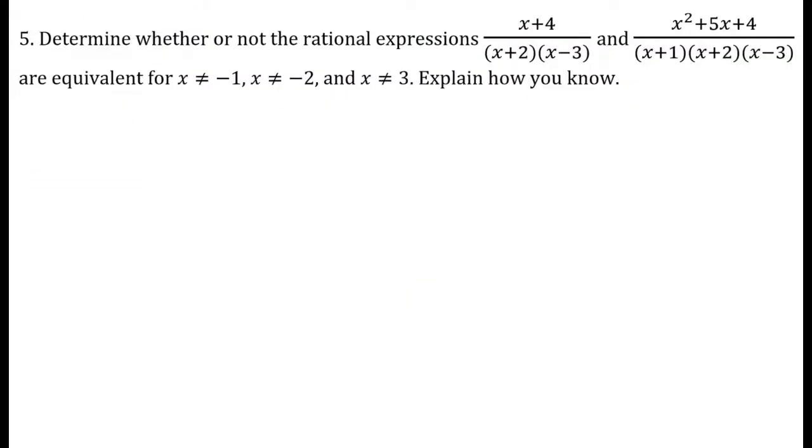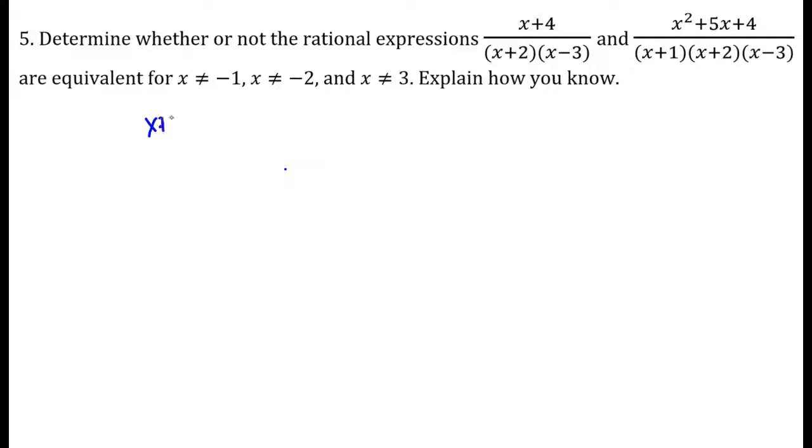Number 5, determine whether or not the rational expressions given are equivalent when x is not -1, not -2, and 3. Well, clearly those values were excluded because that's when the denominators would be 0. So, they're equivalent if they can simplify down to the same value.